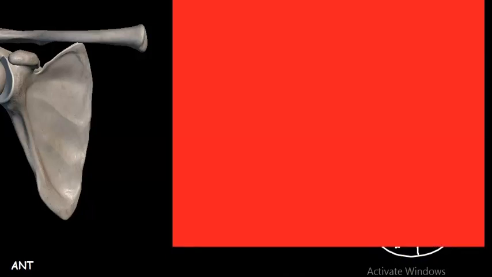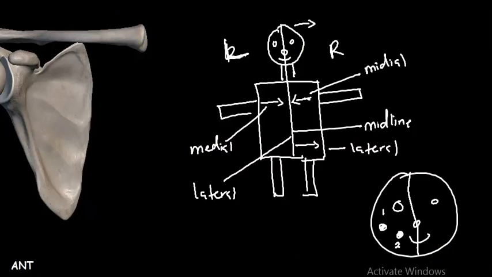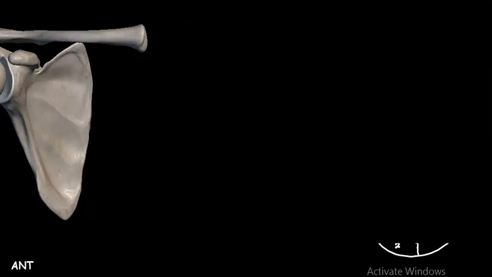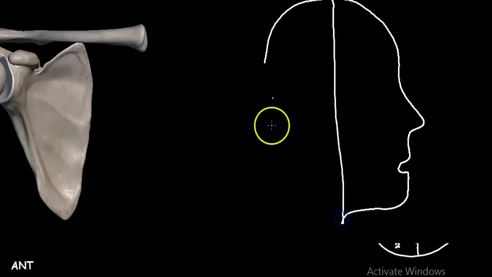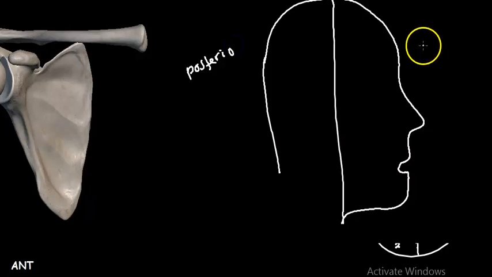When we talk about the anterior and the posterior, let's take an example. Let's say here we have a human facing this side. Anything that is behind, we call it posterior. And anything we have in the front here, we call it anterior. The anterior is also called ventral.